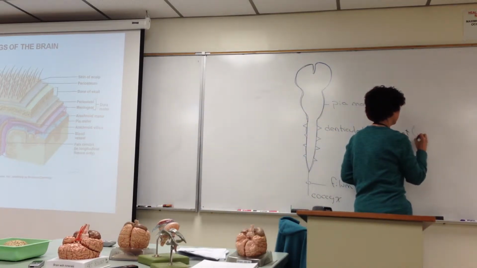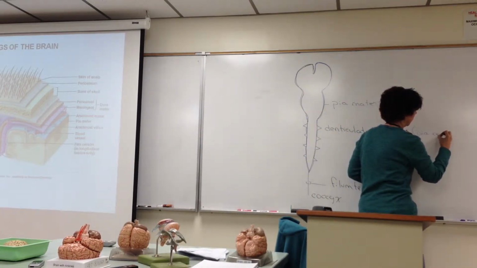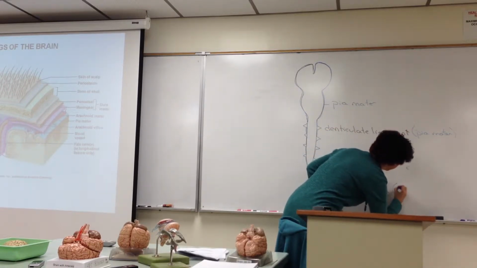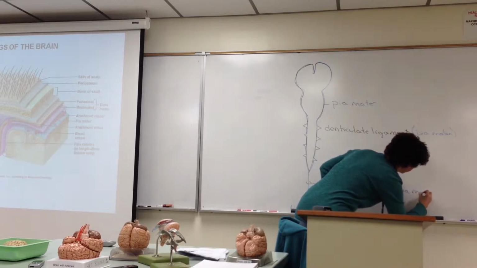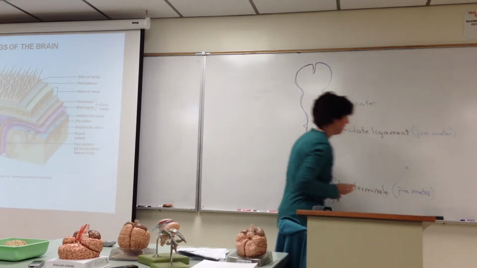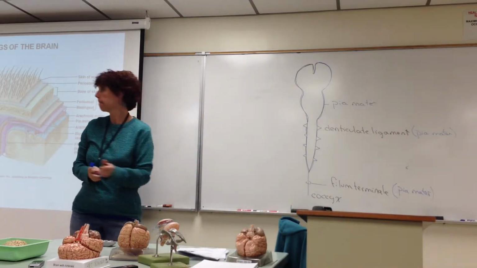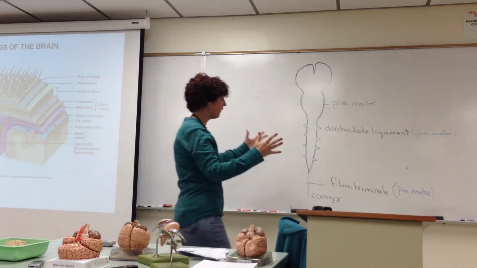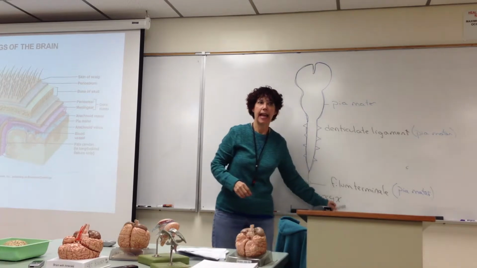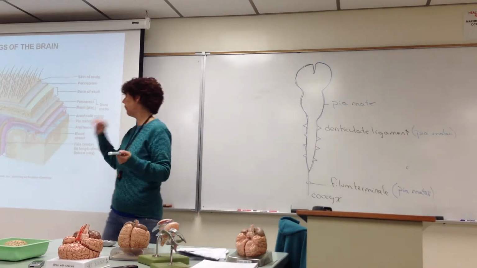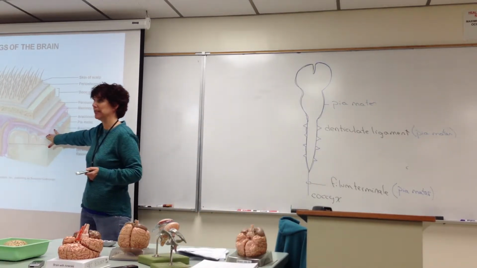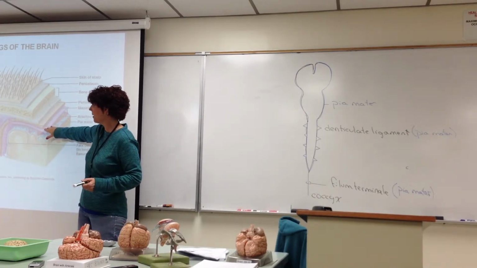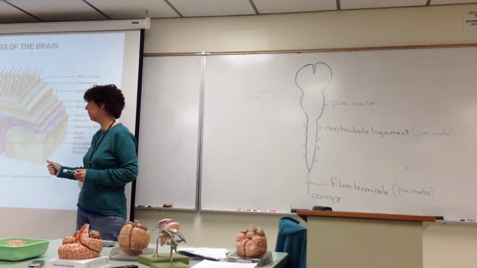So the denticulate ligament is made of pia mater, and the filum terminale is made of pia mater. Then we have a gap, and within this gap is where we find the cerebral spinal fluid. Okay, so the next layer is known as the arachnoid matter.